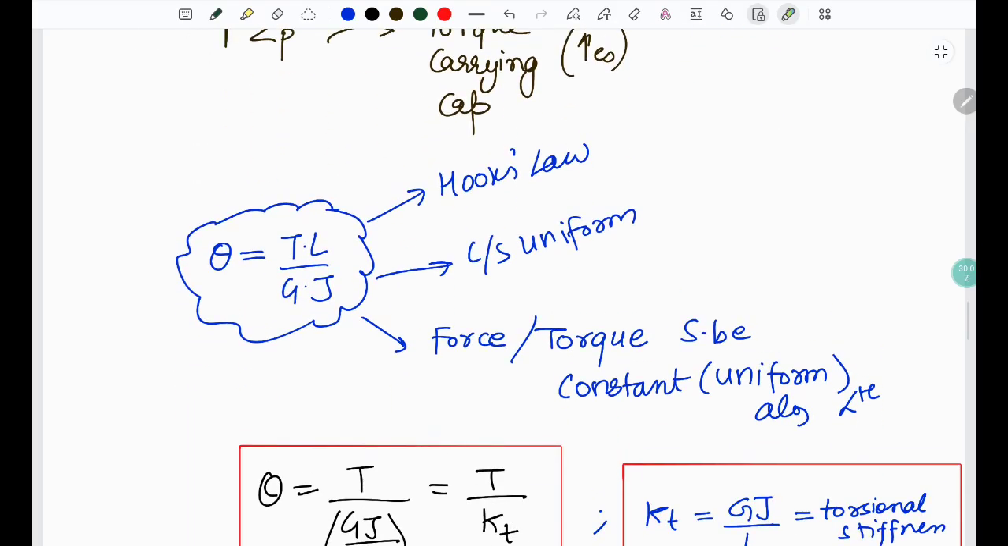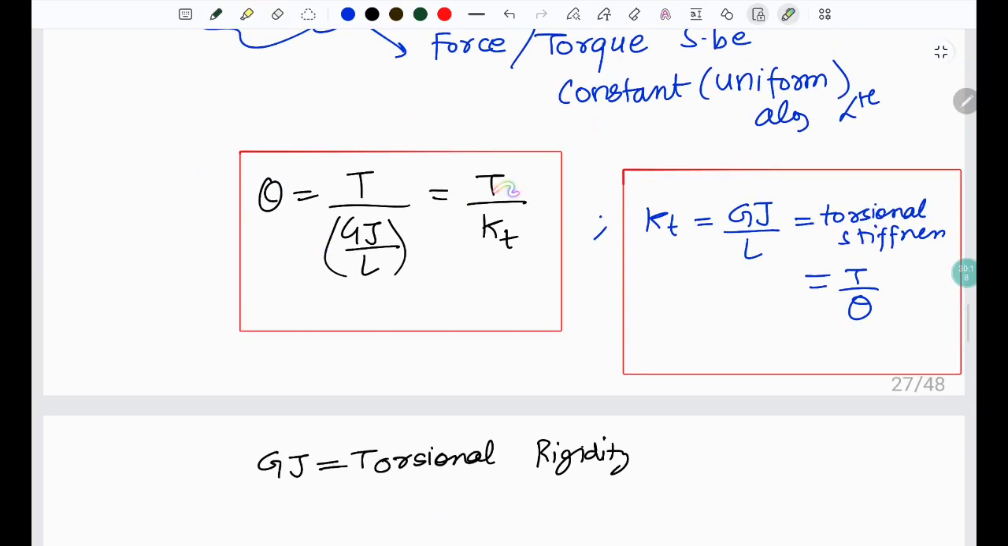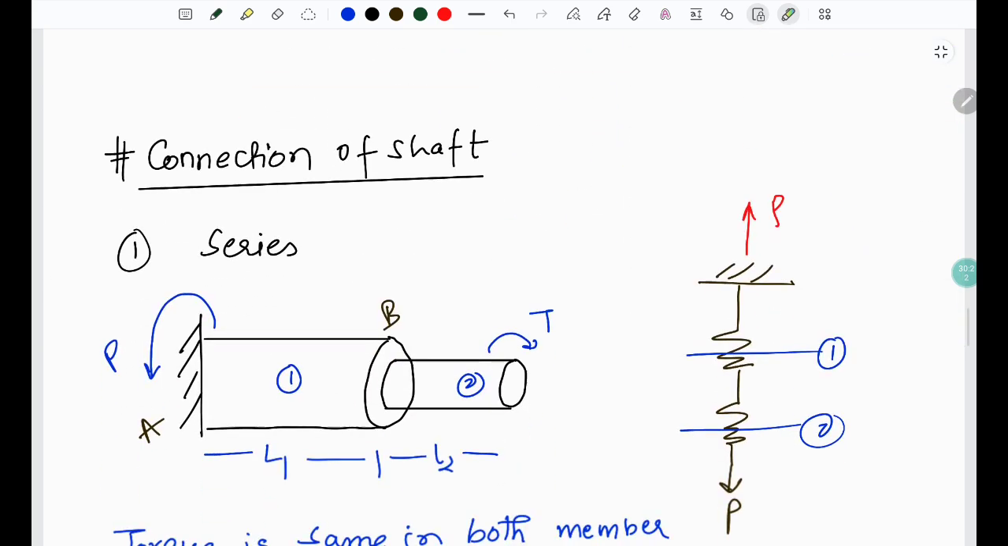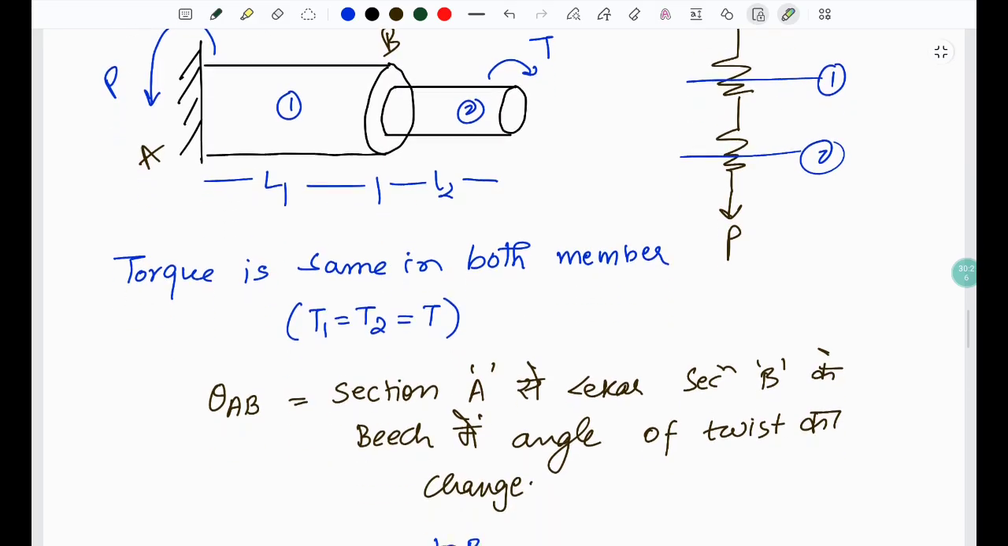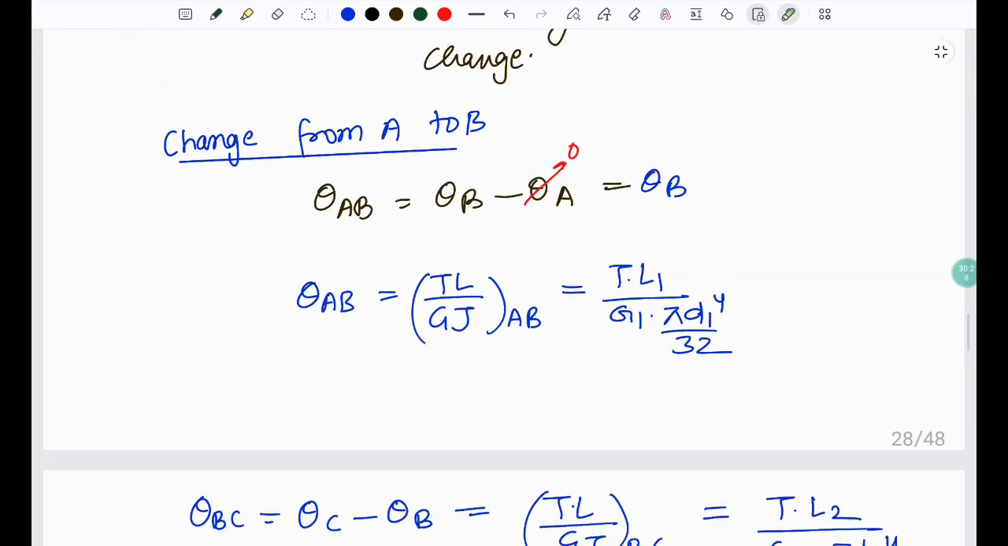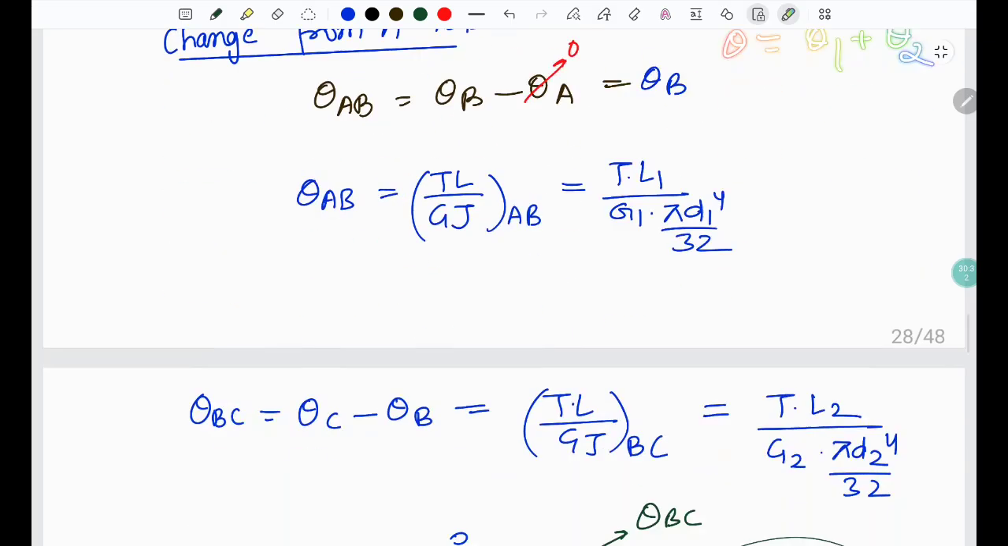So theta is given by TL by GJ. It is similar to Hooke's law. It is valid for a uniform cross section, and the force or torque should be constant. Again, theta is T by KT, where KT is the torsional stiffness. So connection of shafts in series and in parallel, we just discussed. We write theta equals theta 1 plus theta 2.